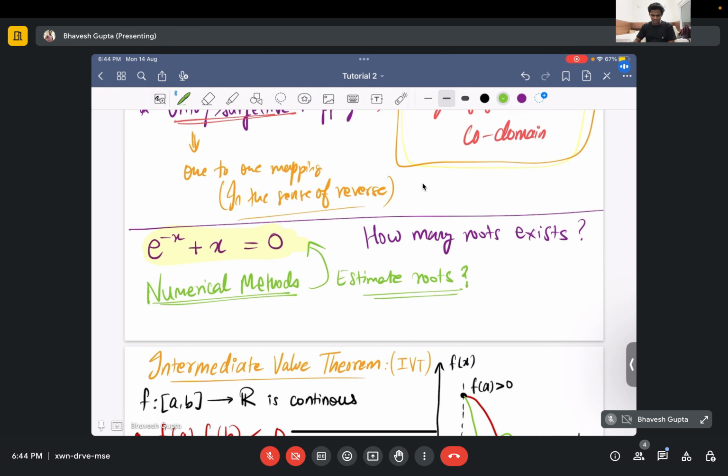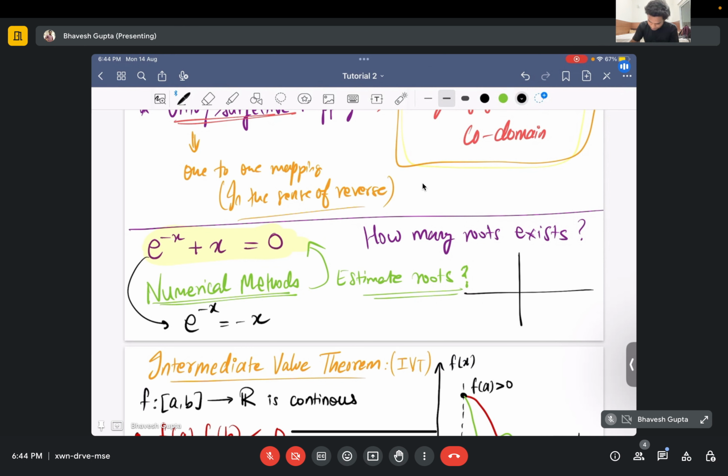And my quick answer for this is that we don't have any roots. And how can I say that? Simple, by just drawing the graph, I can say this. We don't have any roots because this equation can be written as e to the power minus x equal to minus x.